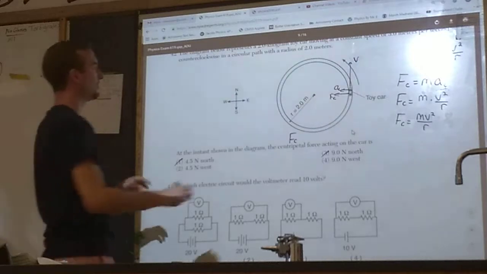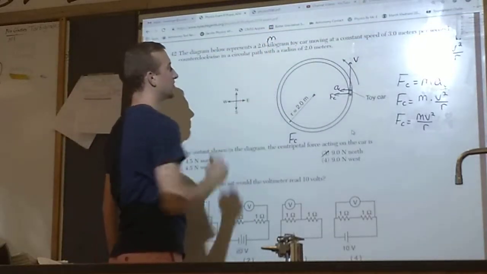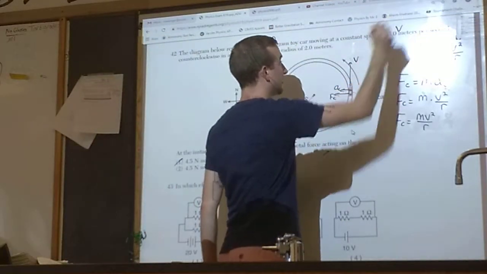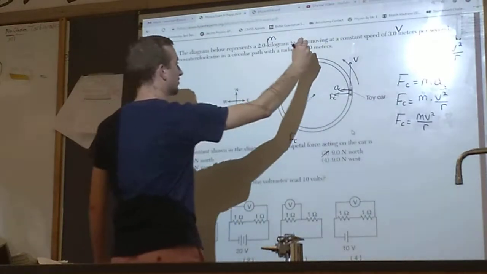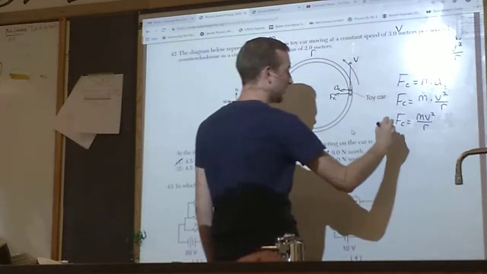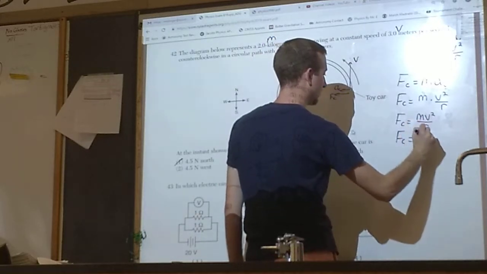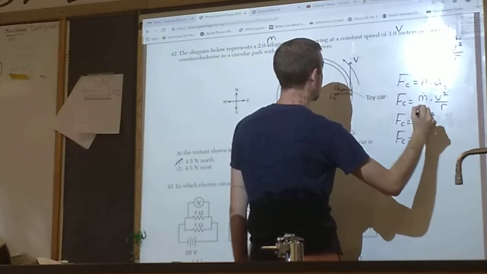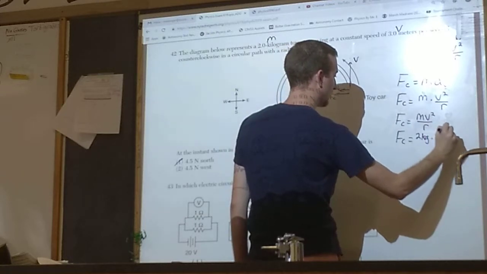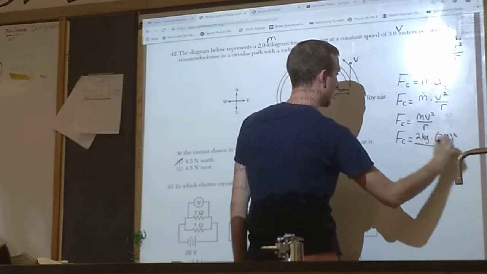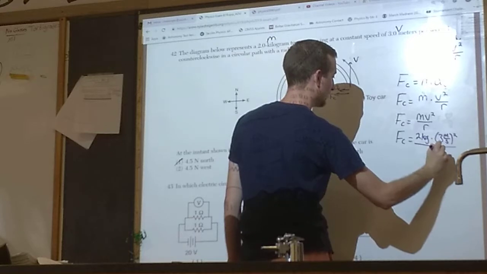Now we are told the mass, 2 kilograms. We are told the speed, 3 meters per second. We are told the radius, 2 meters. Let's plug all those in. 2 kilograms times 3 meters per second squared over 2 meters.